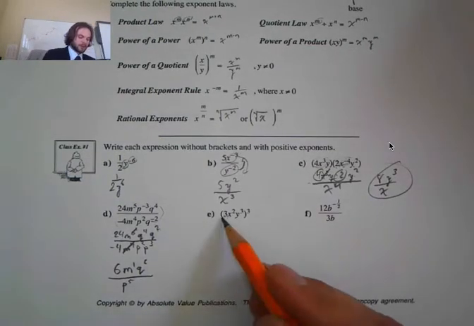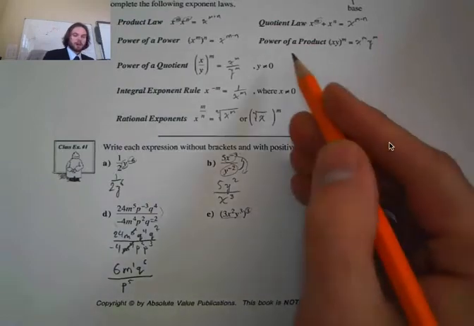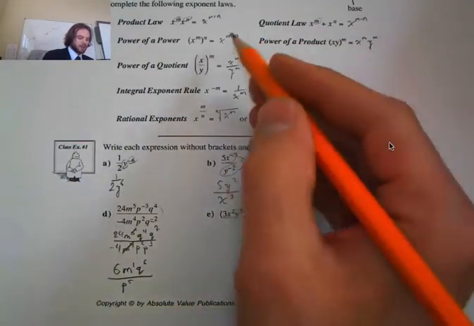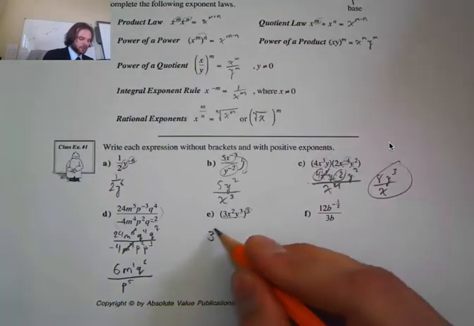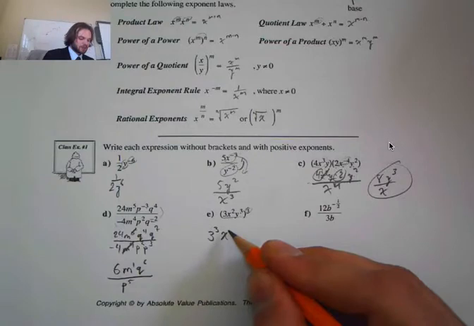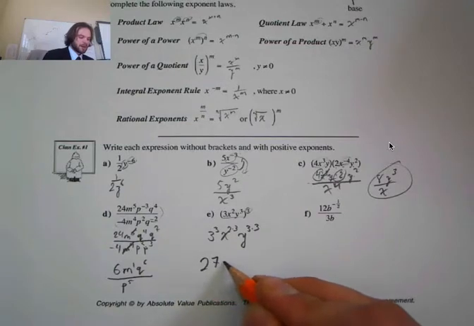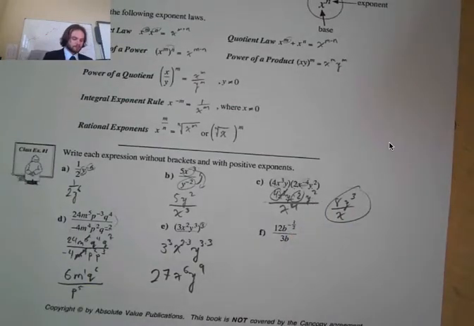Let's take a look at the next one here. We have power to a power, but we also have power of a product. So remember, it goes into everything. And then we have other exponents, so power to a power. So I have 3 to the 3, and we're going to have x to the 2 multiplied by 3, y to the 3 multiplied by 3, which gives me 27, x to the 6, y to the 9. And that's done.